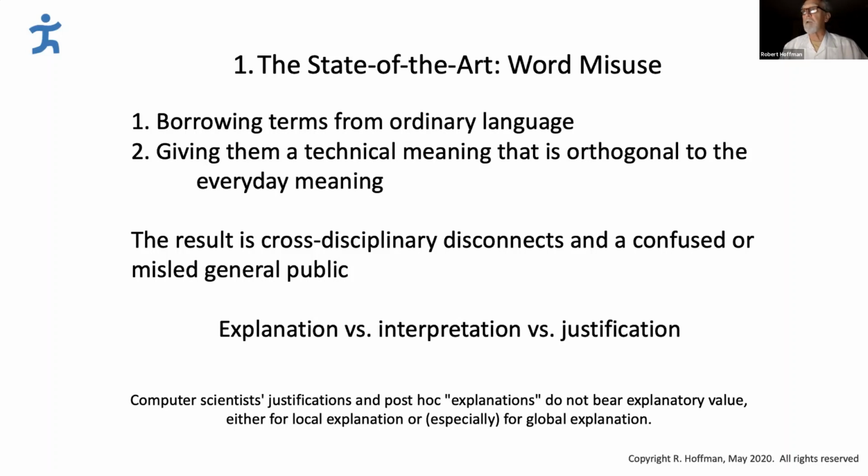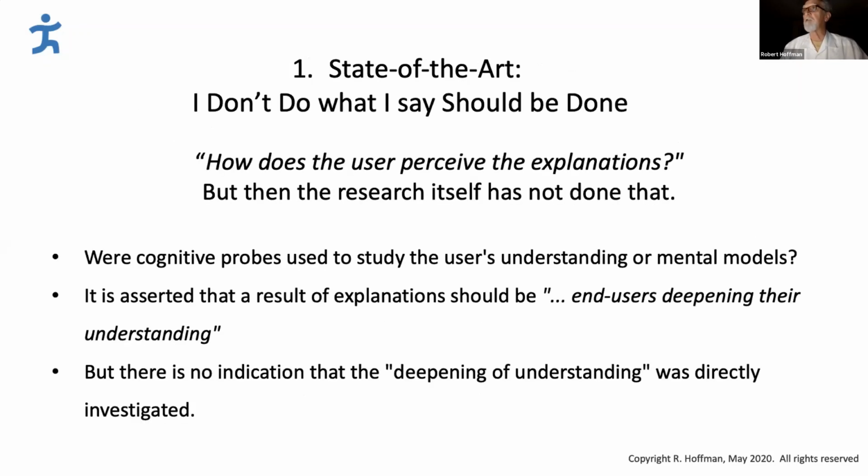My favorite example is interpretation versus justification versus explanation. Many computer scientists refer to their interpretations as if they were explanations, and really what they were was the ways in which a computer scientist would justify their architecture to another computer scientist, and they had almost no explanatory value to anybody outside of that discipline.